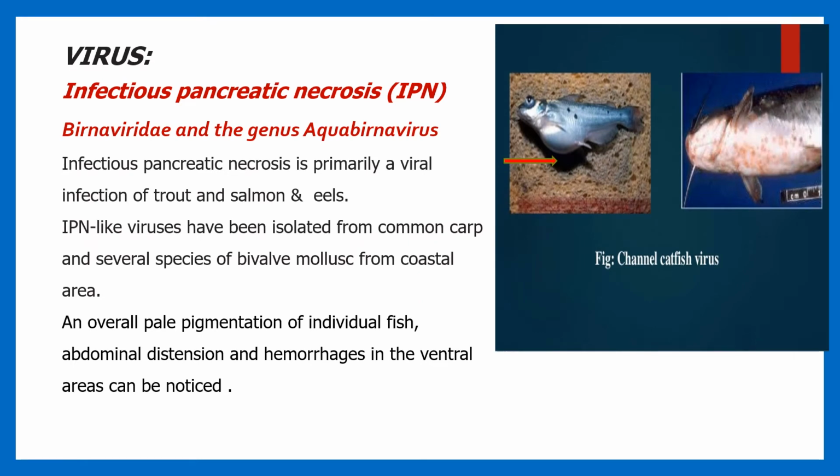First is infectious pancreatic necrosis, that is IPN. This disease is caused by the Birnaviridae family of viruses, and the genus is Aquabirnavirus. It causes necrosis of the pancreas in fishes. Because of that, a pale yellow body appears in the fishes with a distended stomach, just like in this fish.